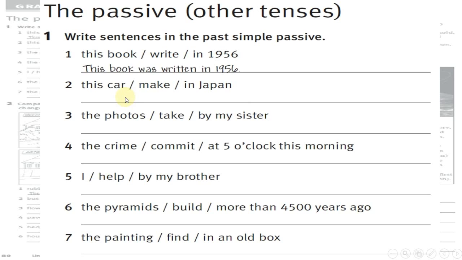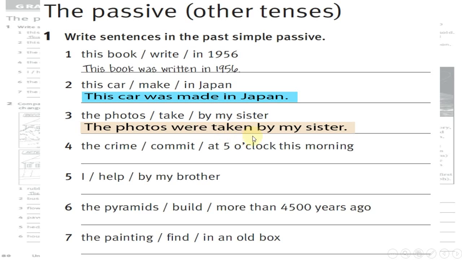تمام. This car make in Japan. This car was made in Japan. The photos taken by my sister. The photos were taken by my sister. دائما نضيف فعل be was أو were حسب المفعول به هل هو جمع أو مفرد بعدين تصريف ثالث.